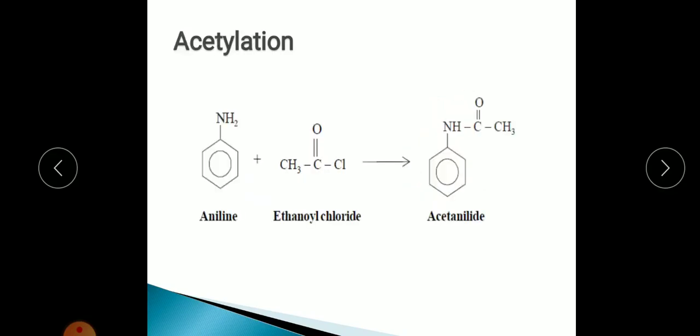Next is acetylation. In acetylation, what will happen? The aniline will react with acetyl chloride, and what will happen? One hydrogen will be replaced by the acetyl group, that is NHCOCH3, which is called acetanilide.